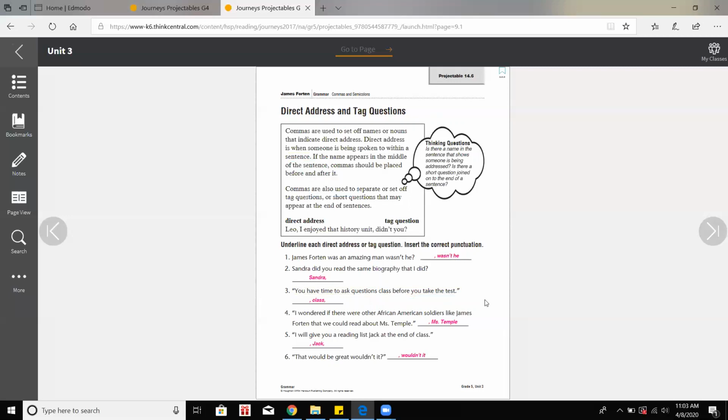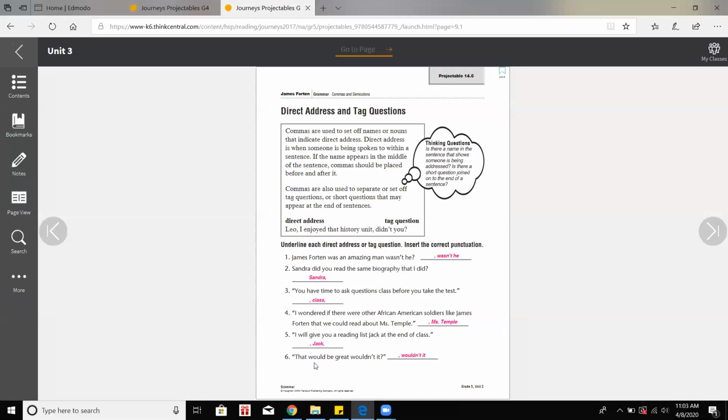Number 4, I wondered if there were other African American soldiers like James Forten that we could read about, comma, Miss Temple, because Miss Temple is the person you're directly talking to. You have to separate her name from the rest of the sentence. So notice that the comma appears before Miss Temple because Miss Temple was written at the end of your sentence. So please be careful with that. Number 5, I will give you a reading list, Jack, at the end of class. So you have to put the comma before and after Jack's name because his name as direct addressee appears in the middle of your sentence.